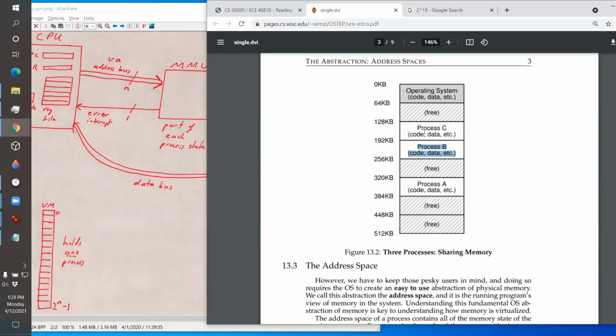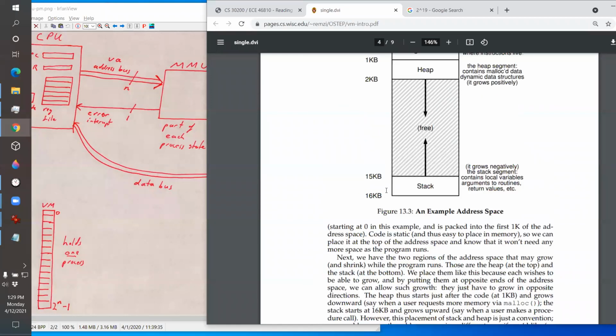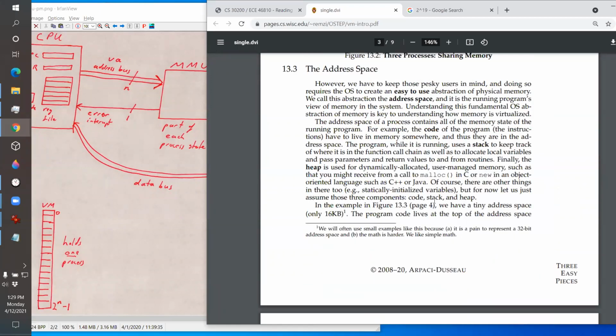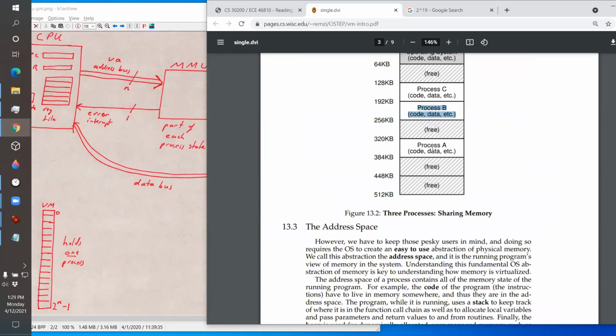It would need a negative address to enter him. Process B would need a negative address to go up here. Process B would need an address much larger than 16 kilobytes to reach down into process A. But process B only sees addresses between 0, which is this one, and 16,000, which is that one. So process B only sees that. So processes are protected from each other.